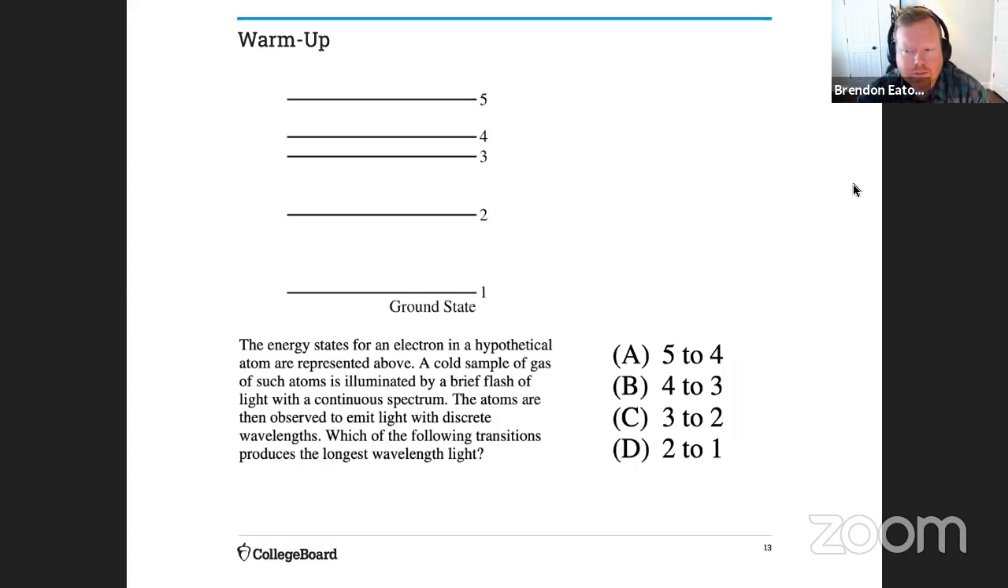I'll give you just a couple of seconds to think about that. But the thing that I'm going to point out is that it says the longest wavelength of light, the biggest wavelength of light. And I know that that corresponds to the smallest frequency, which means the smallest amount of energy. So looking at those energy stages that you see between 1 and 2, 2 and 3, 3 and 4, 4 and 5, which one do you think has the smallest amount of energy change? Going by what we talked about yesterday, the smallest amount of energy change is going to be from 4 to 3, which also produces the longest wavelength of light.